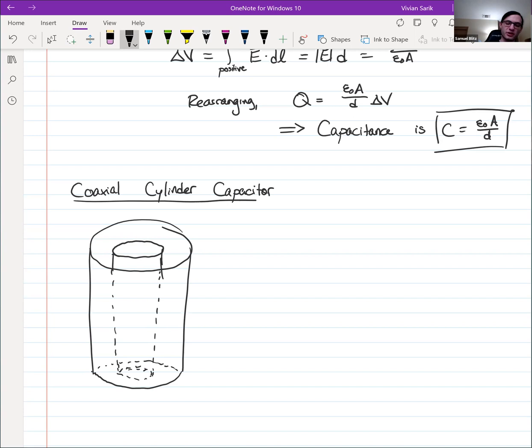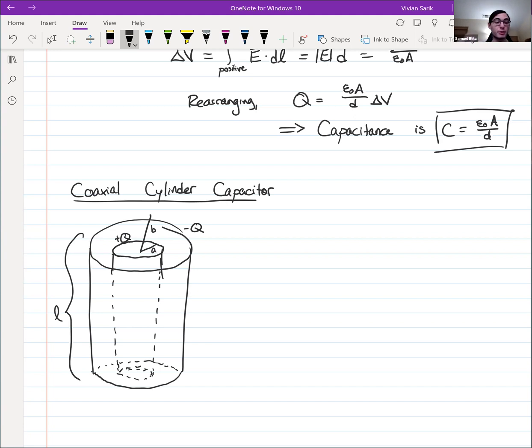So, God, I'm such a bad artist. This has radius A. Let's say that this one has radius B, right? And so we're going to put plus Q charge here on the inner one and minus Q charge on the outer one. Let's say this cylinder has length L, and that should be it for describing the geometry, right?